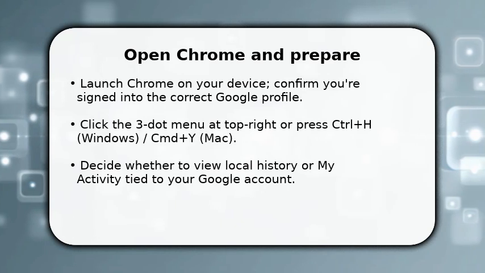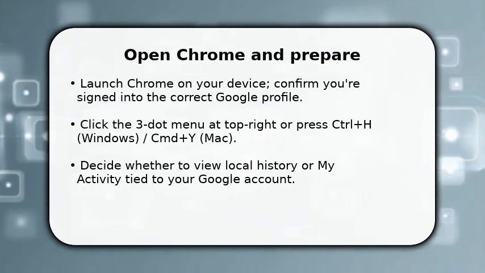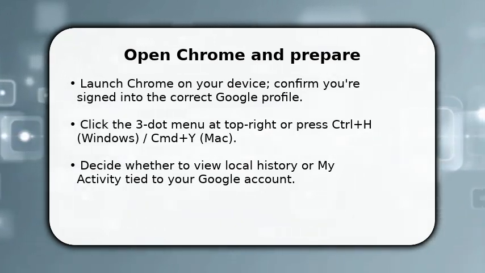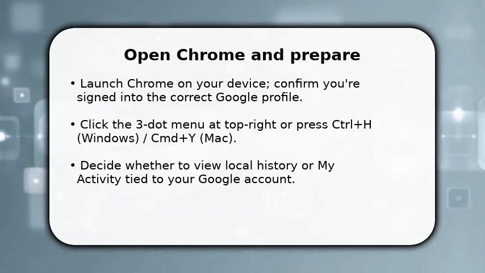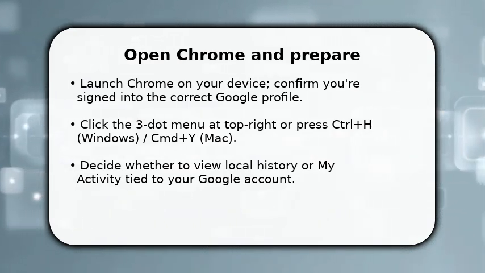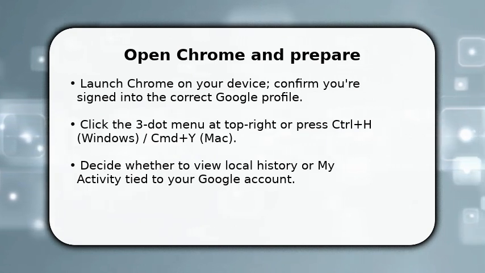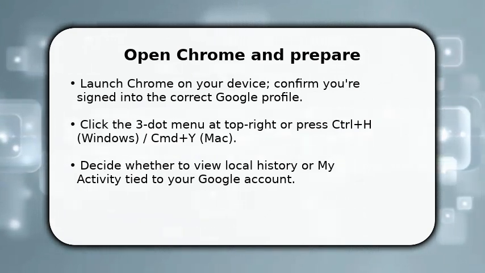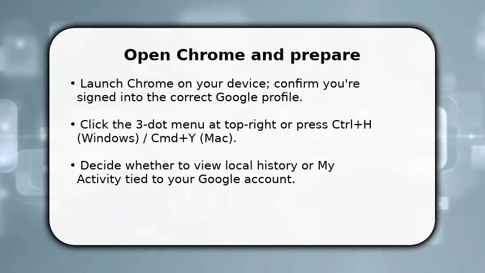You start by opening Chrome and making sure you're in the right profile. This matters because history can be tied to different accounts. Once done, use the menu at the top right or press Ctrl+H on Windows or CMD+Y on Mac to open history. This is the fastest first step.